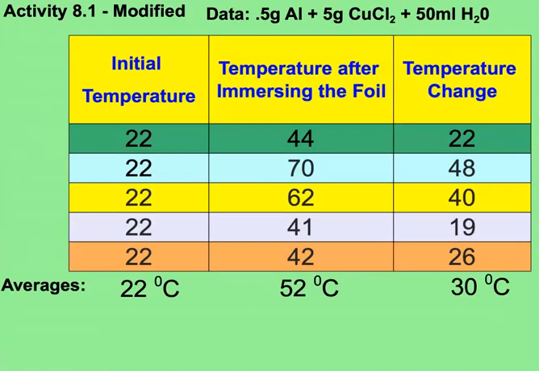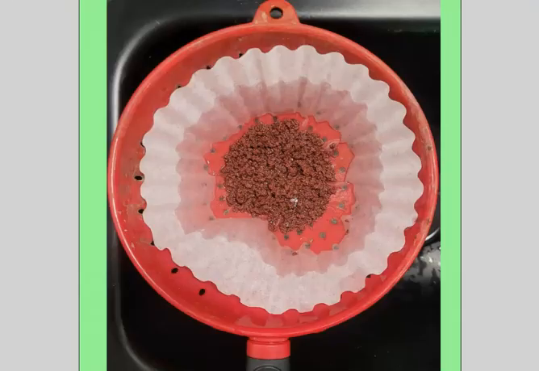Some example data is listed for you here to see what temperature changes you may have had. The initial temperatures are in the first column, temperature after immersing the foil is in the second column, and the third column shows you the temperature changes. I'm going to use the average of 30-degree temperature change in my discussion here. This may have been one of the byproducts you saw after you got done with this chemical reaction, and you will find out later that the material in here is indeed copper from the cupric chloride solution.